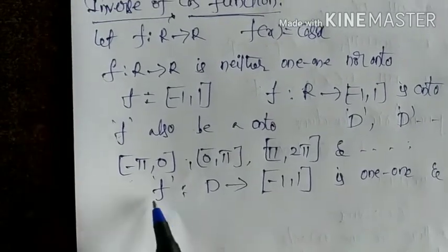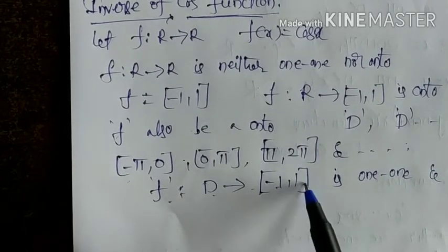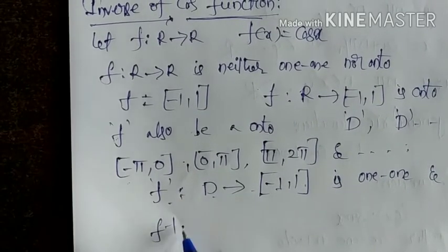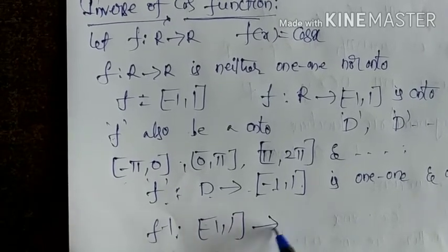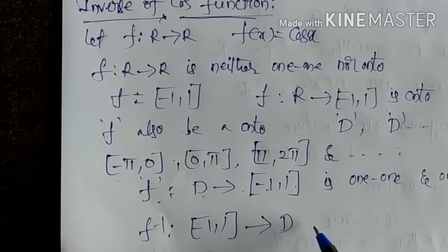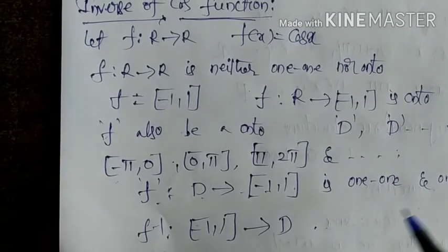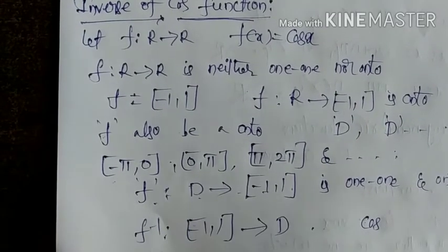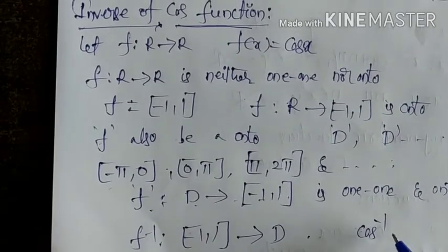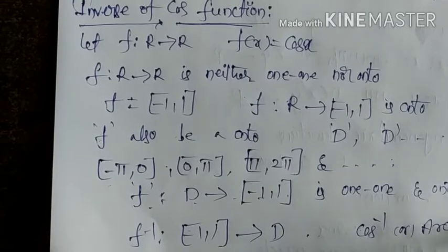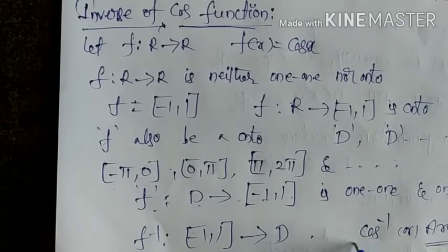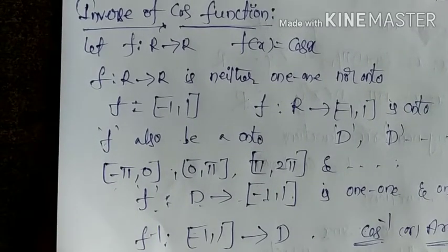Now let's see. This is the f function from D to minus 1 to 1, so f inverse from minus 1 to 1 to D exists here. It means cos inverse exists. Cos inverse is denoted like this, cos inverse or arc cos. We can read it like this. Most of the time we use cos inverse, right?